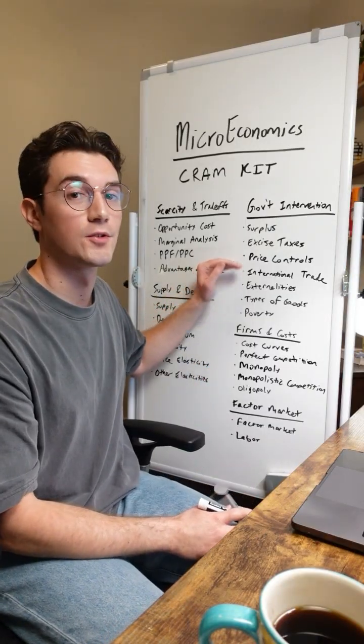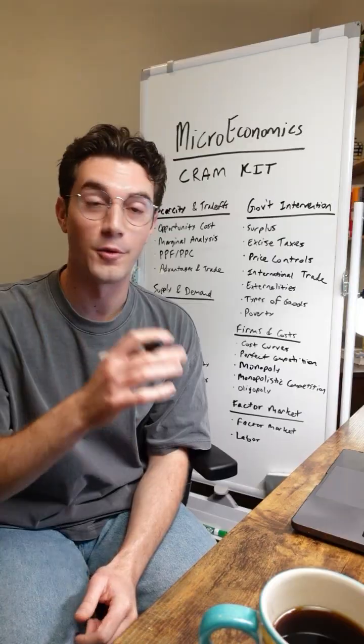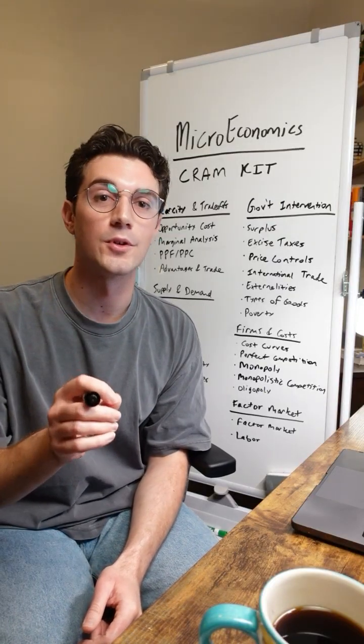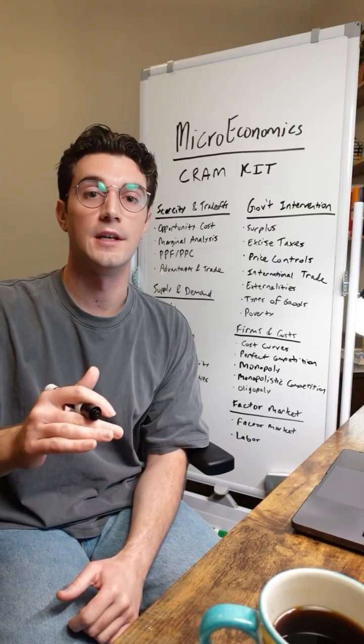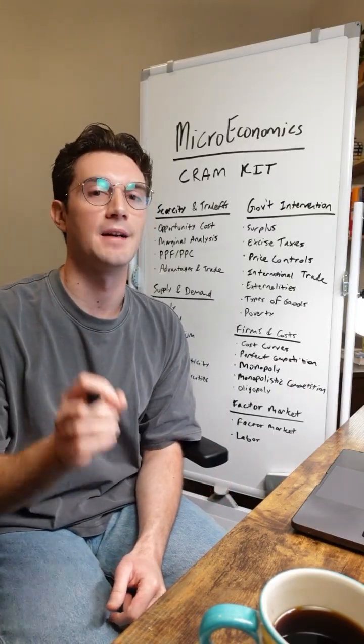All right, next up here is price controls. My biggest reminder to you here is that on whatever problem you face, make sure that floors are existing above the current equilibrium and ceilings are existing below the current equilibrium. Otherwise, they will be non-binding price controls.